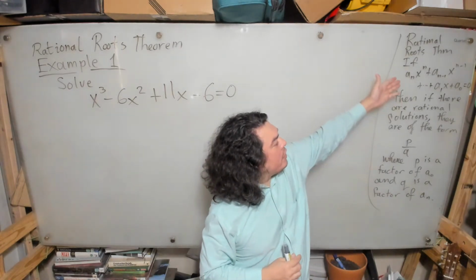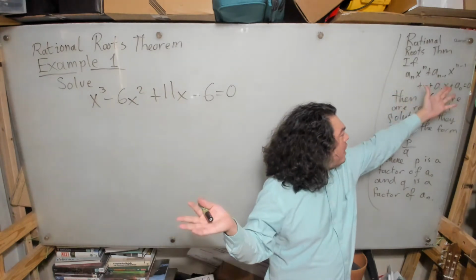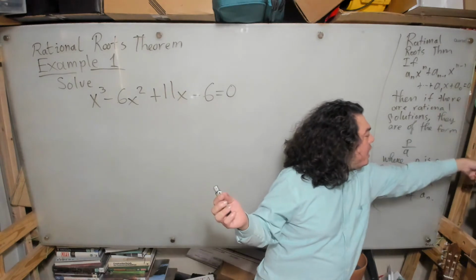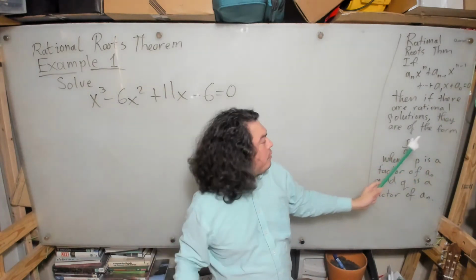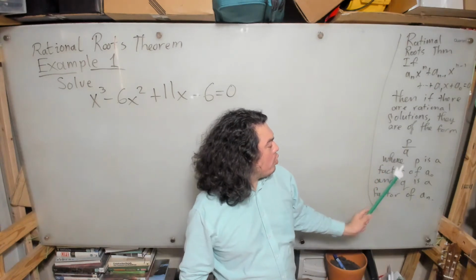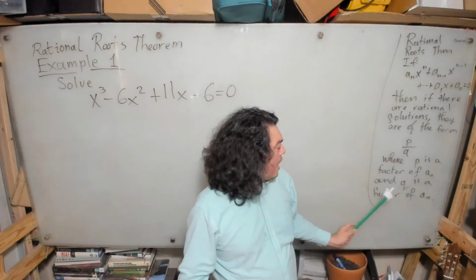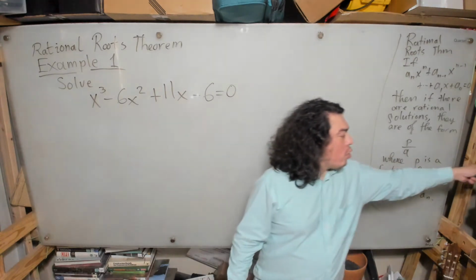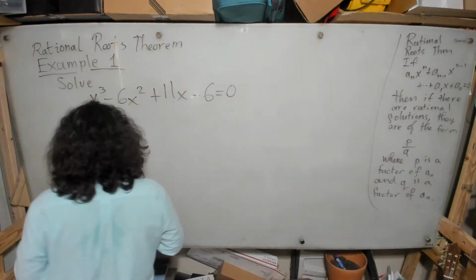So if this equation a sub n x to the n plus a sub n minus 1 x to the n minus 1 plus dot dot dot plus a1 x plus a naught equals 0, then if there are rational solutions, they are of the form p over q, where p is a factor of the constant term a naught, and q is a factor of a sub n, the leading coefficient. Okay, so let's examine that in the context of this polynomial.